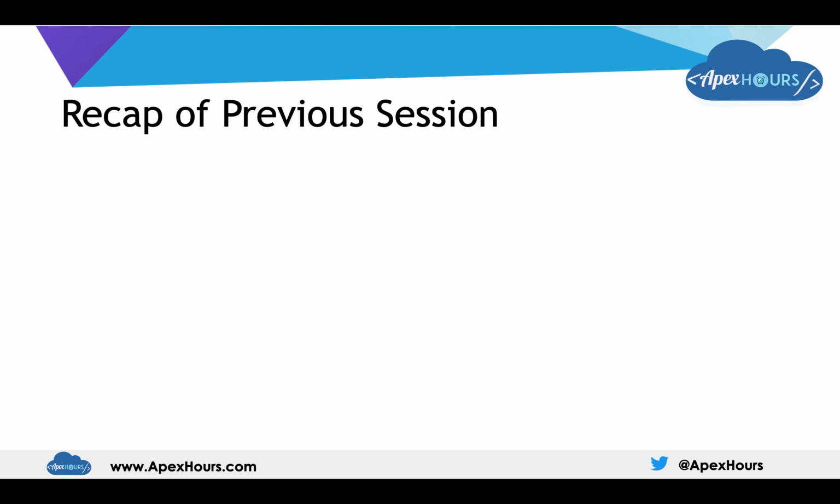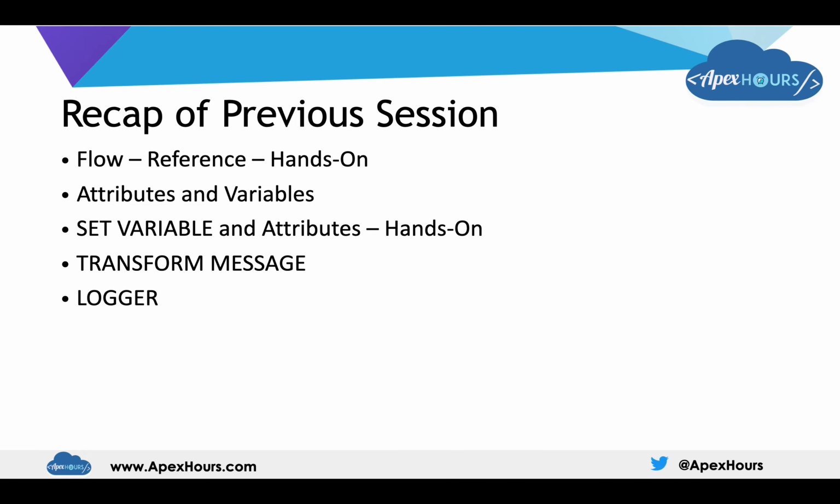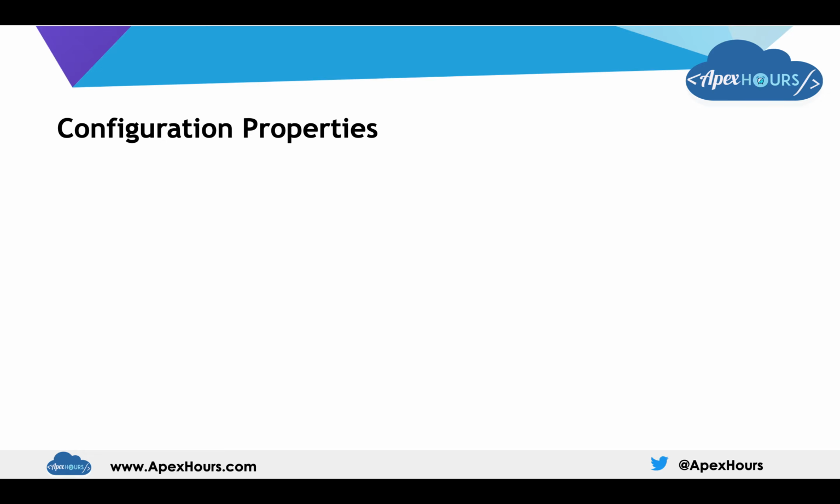So without wasting time, let's see the recap of our previous session. We have discussed the flow reference connector. We have done hands-on. We have seen attributes, variables, set variable, transform message, logger component, and the scope of attributes, payloads, and variables. Please don't forget to do hands-on on the scope of attributes, variables, and payload, because this is really important from an examination point of view. Okay, so without wasting time, let's get started with configuration properties.